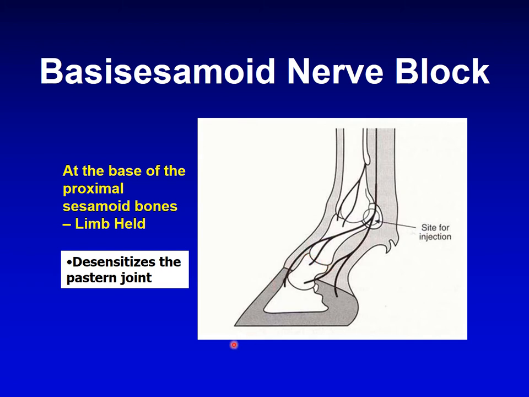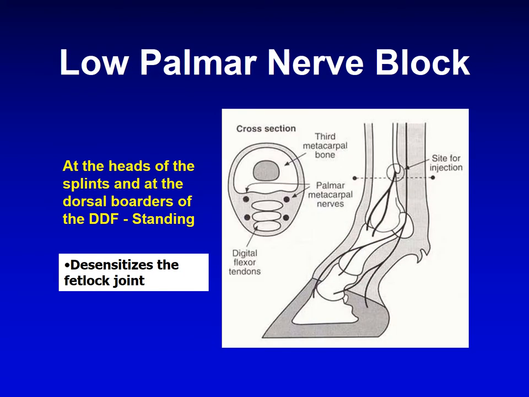Again, if you've eliminated the problem, then that's great. Then the problem is going to be within the fetlock and below. If you did not eliminate the problem, then you have to go higher than the fetlock joint. And this nerve block, which is the third nerve block, is called the low palmar nerve block.